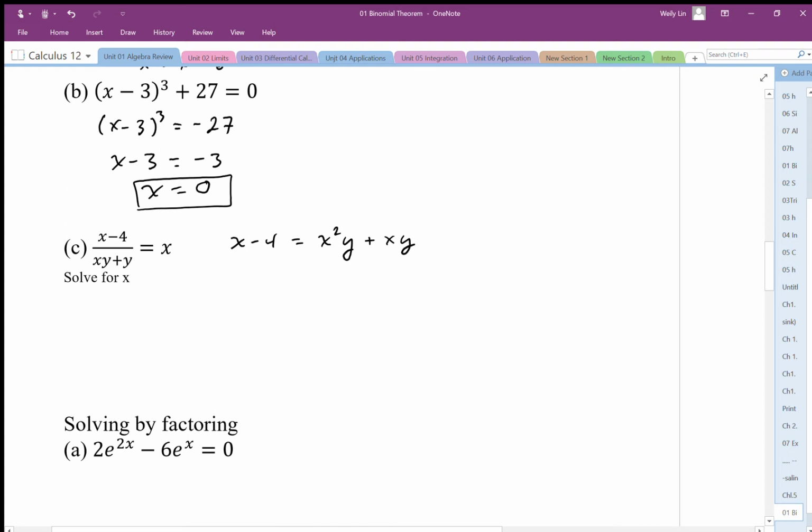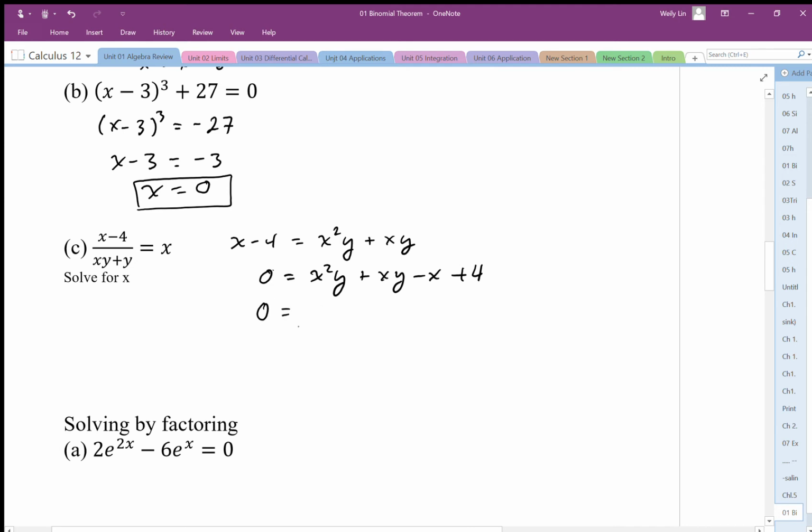And one thing I should recognize is that this is a quadratic function in terms of x. So how do I solve this? Well, maybe I'll start by making it equal to 0. So I get x squared y plus xy minus x plus 4. Okay. How do I solve this? Well, the y's are actually really distractors. Really, this is a quadratic equation. And I can solve for this quadratic equation if I recognize the coefficients.